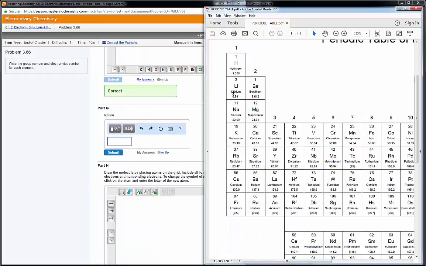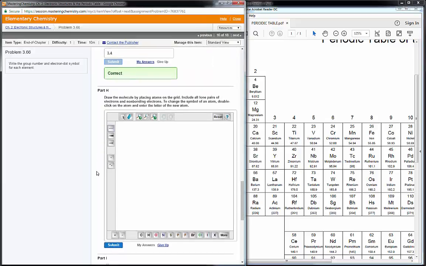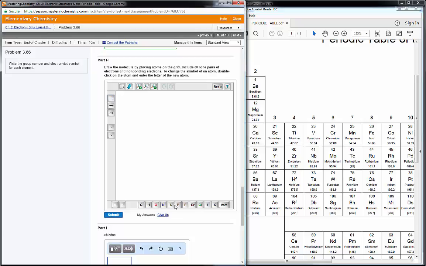Lithium is in group 1. It's right there. Now there isn't a lithium, so I'm just going to pick an element. It doesn't matter what it is, and then if I double click on it, it will let me change it to whatever I want it to be. And then I hit enter, so that takes. I'm going to add 1 electron.